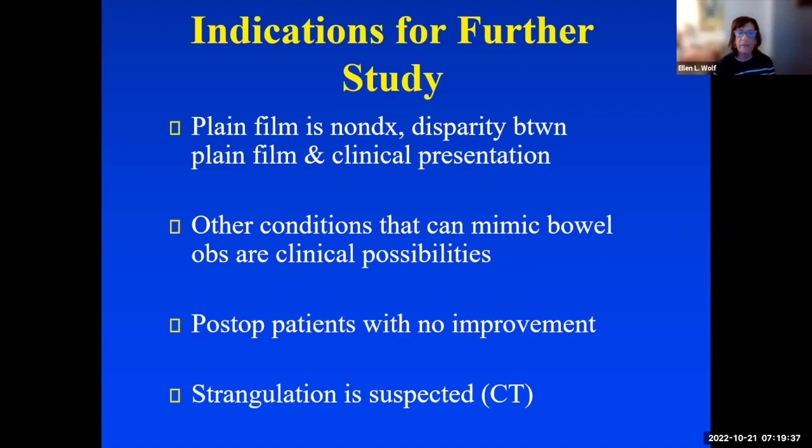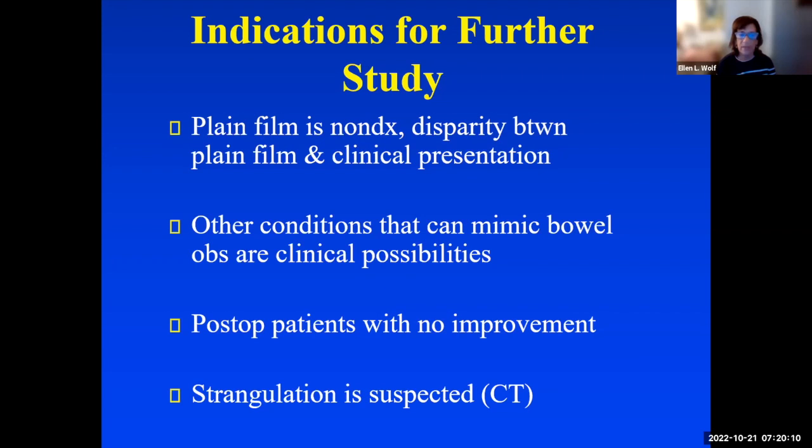So after plain films, why would you do further studies? If the plain film is non-diagnostic or there's a disparity between the plain film findings and clinical presentation. So I showed you cases where the plain film looked normal, but they ended up having small bowel obstruction. So even with a normal plain film, small bowel obstruction can still be present. And if clinically that seems to be a good diagnosis, you may want to go on to do other studies. You also want to do other studies when other conditions that could mimic small bowel obstruction are clinical possibilities.